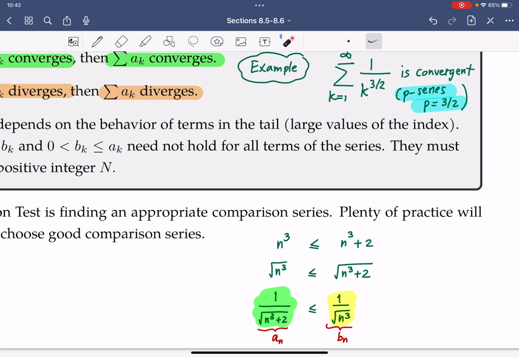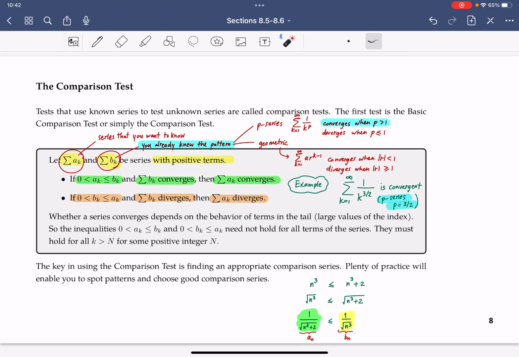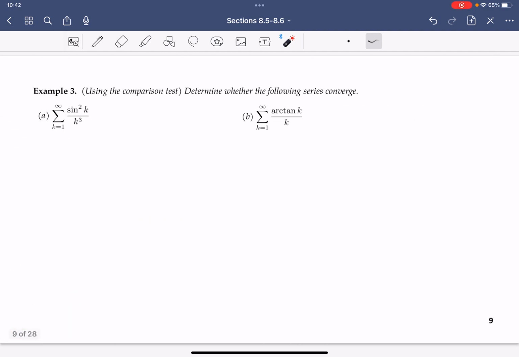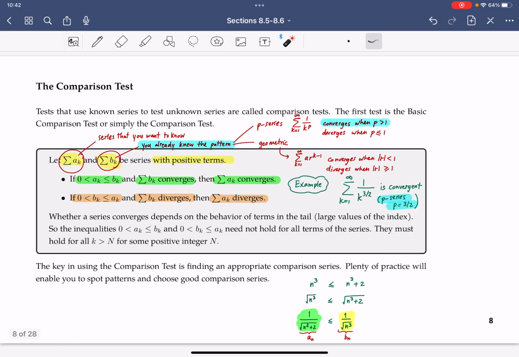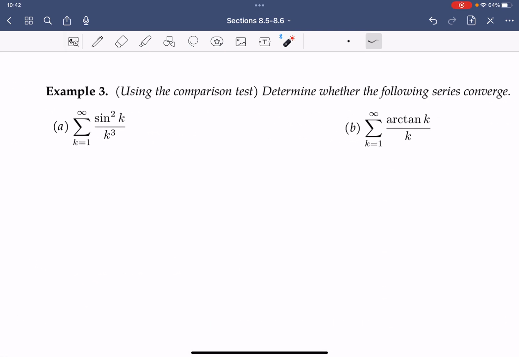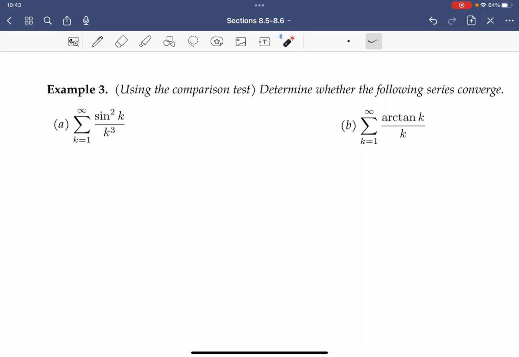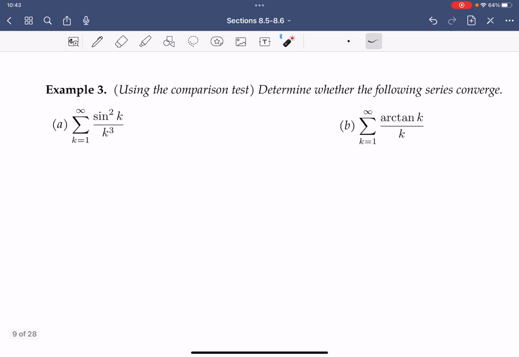So we're going to have, I think, 4 questions to practice the comparison test. So let's do it together. We're going to start from example 3 here. So this is the idea of the comparison test. I spent 10 minutes talking about the idea first. So example 3, using the comparison test. Can you conclude that the series converges or diverges for this example, part A, B, C, and D.